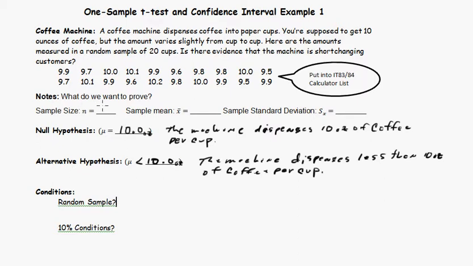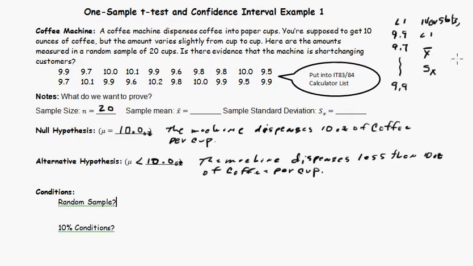Now we have a sample size of 20. Okay, and then our sample mean, what I would have to do is put all of this data into L1 in your calculator. So 9.9, 9.7, all the way down to 9.9. And then you could do one variable stats and give it L1, and then you could find x-bar, and we'd also want Sx.